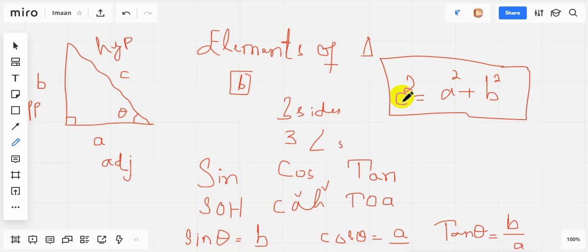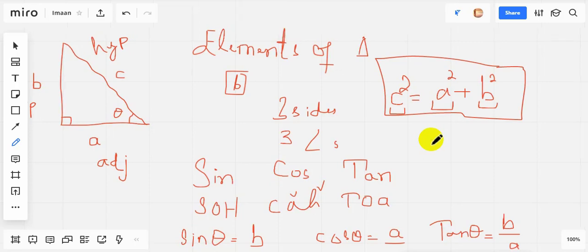So now if adjacent is missing, just make A the subject in this equation and then you can find the value for that. If opposite is missing, then make B the subject and then you can find the value for B, the opposite side. Or if you want to find the hypotenuse and adjacent and opposite are given, then just take the squares of both the sides, add them, that will be the value for hypotenuse. So there is no use of these functions. So basically this theorem is derived using these functions. That's why I always say that these three functions are used to find the unknown element of a triangle.